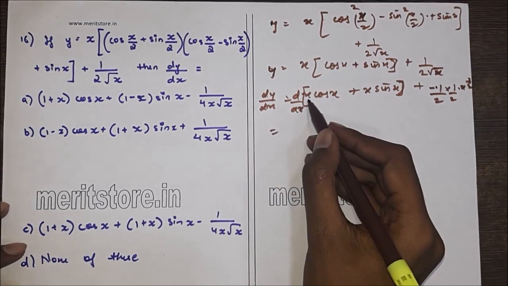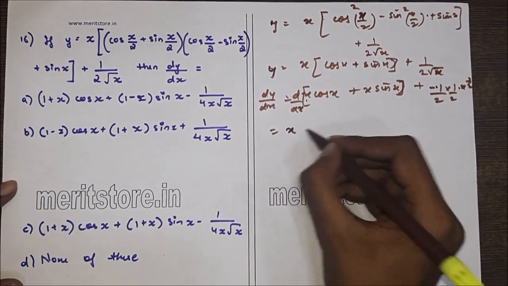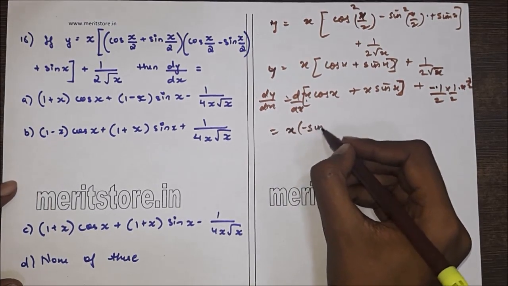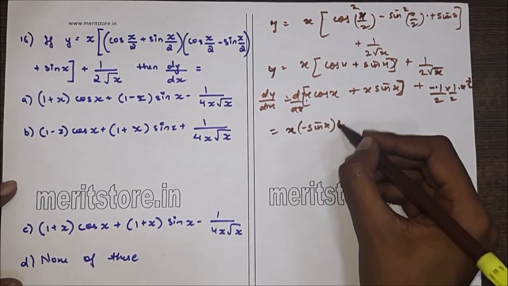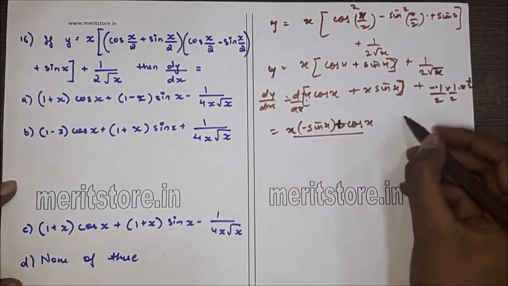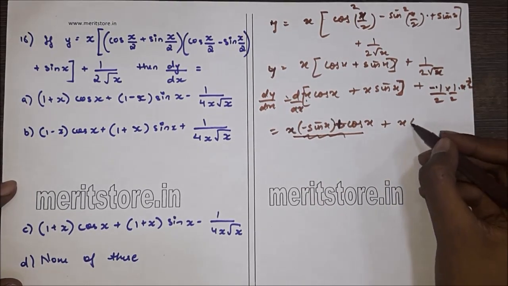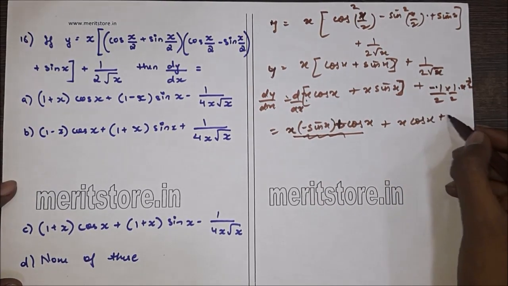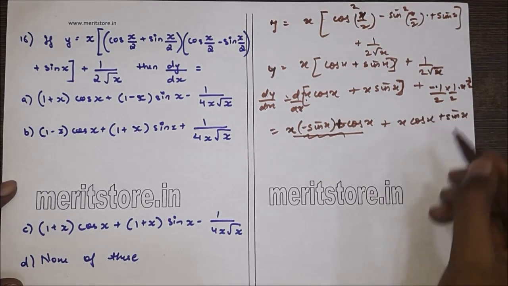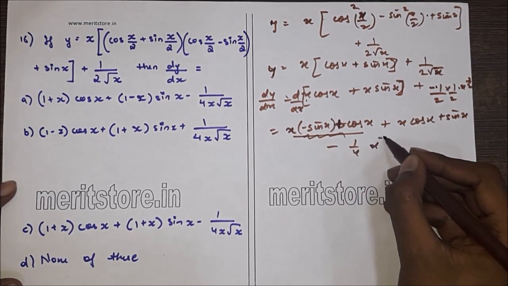So differentiation of this is in the form of u into v. So this is u into derivative of v, that is minus sin x, plus v into derivative of u, that is 1, plus u into derivative of v, that is cos x, plus v into derivative of u, that is 1, minus 1 by 4 x raised to minus 3 by 2.